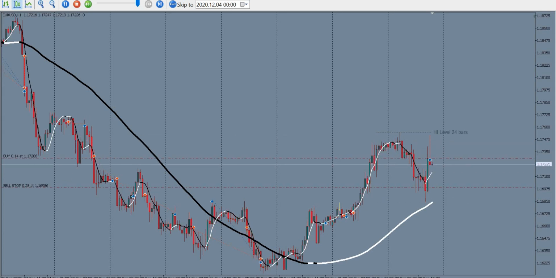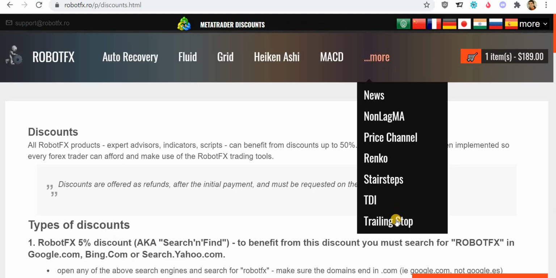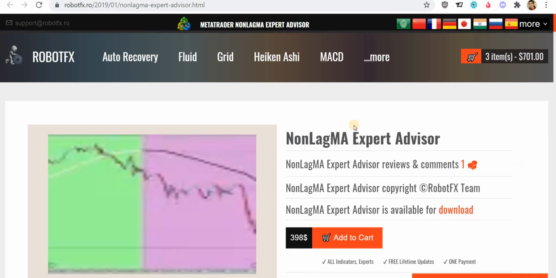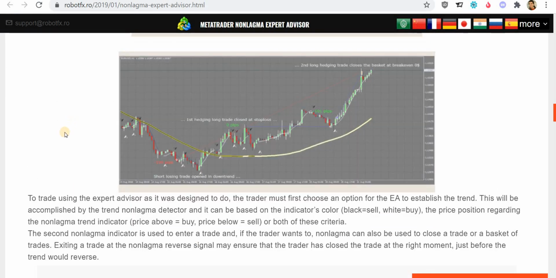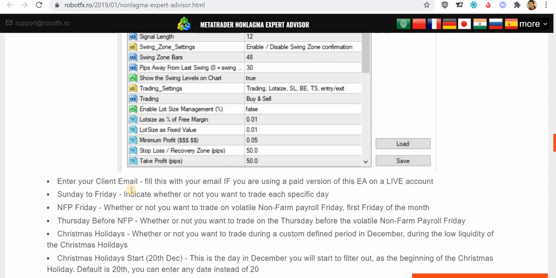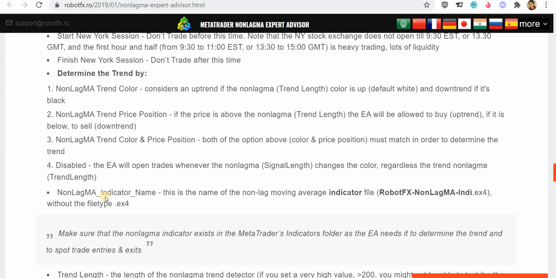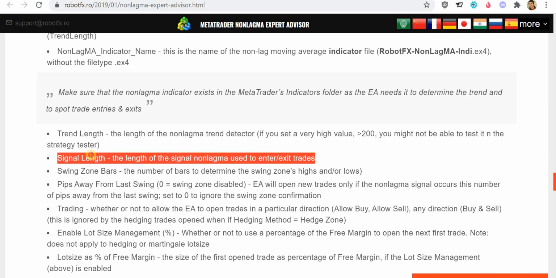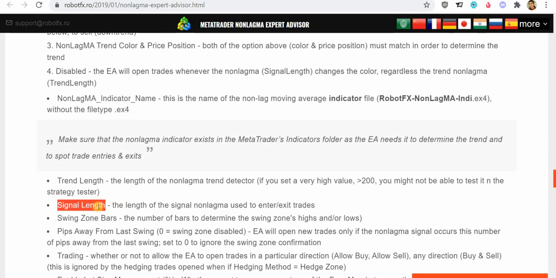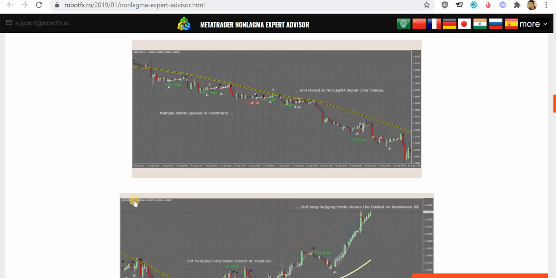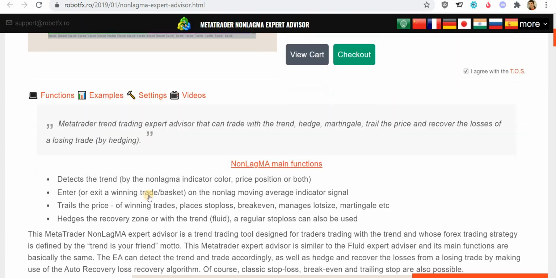And do mind that for the Metatrader 4, a signal length of 7 will reflect the Renko brick color change. I want the trend signal, and that's the one in the settings. So if you are using the non-lag moving average on a Metatrader 4 Renko chart, set this to 7. Then the signal line will change the color according to the Renko bricks. It will coincide with that.